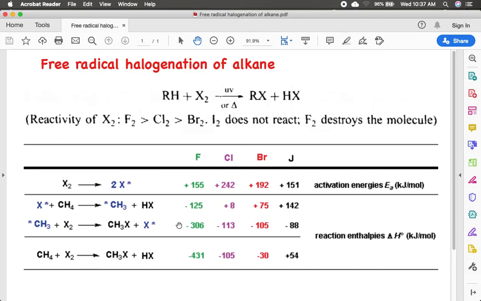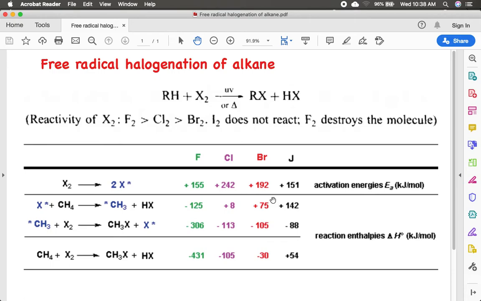Let's calculate for fluorine. Both steps for fluorine are exothermic, and the overall reaction is very exothermic, so the reaction can happen even in the absence of light. For chlorine, the first step is slightly endothermic, and the second step is very exothermic, so the overall reaction is exothermic. Here the reaction is controllable and the reaction does not happen in the absence of light.